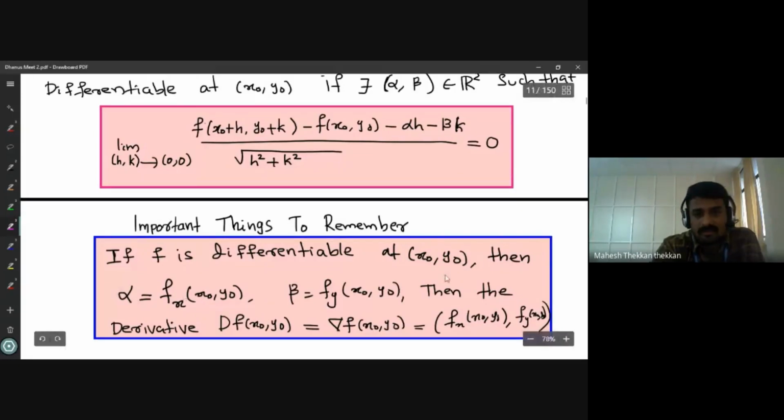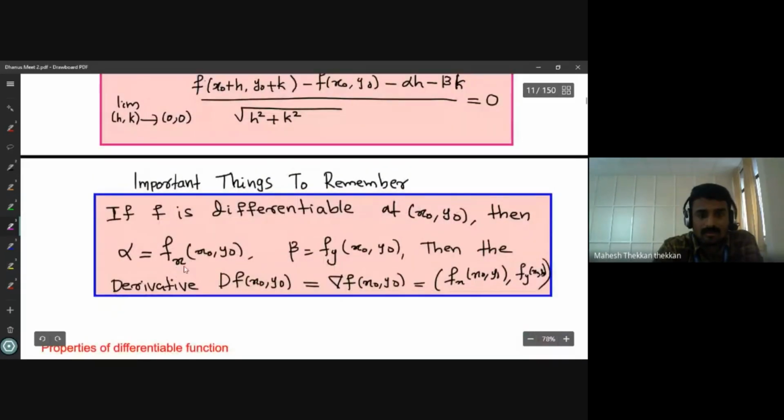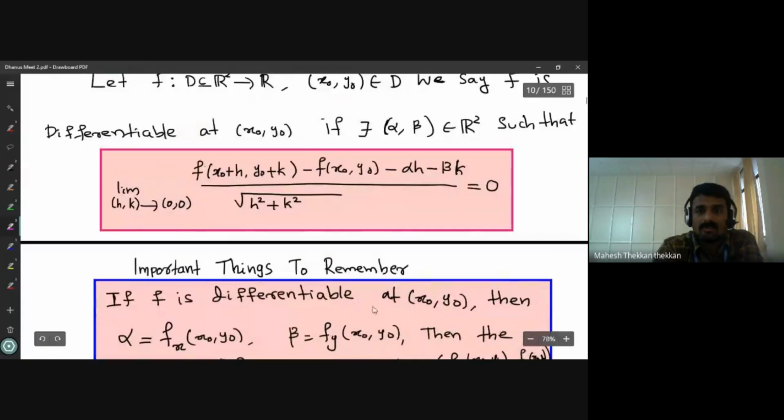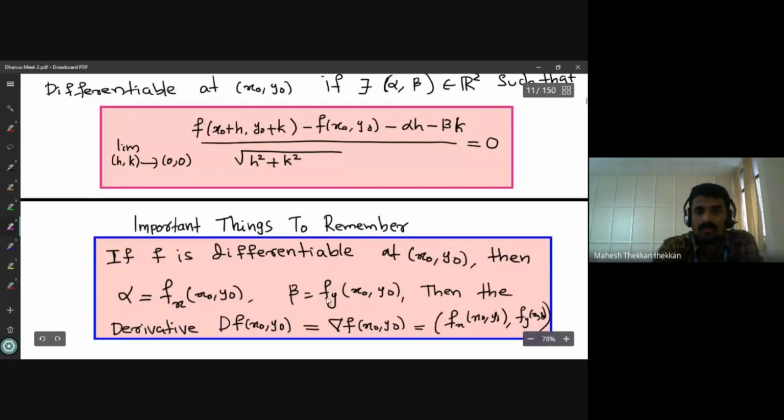Okay, here also I mentioned some important things to remember. Suppose f is differentiable at (x naught, y naught), then this alpha we can find. The alpha is nothing but the partial derivative with respect to x at (x naught, y naught), and beta is the partial derivative with respect to y at (x naught, y naught). So alpha is fx at (x naught, y naught) and beta is fy at (x naught, y naught). Then the derivative df at (x naught, y naught) will be nothing but del f at (x naught, y naught), that is fx and fy at (x naught, y naught). So this is the derivative.